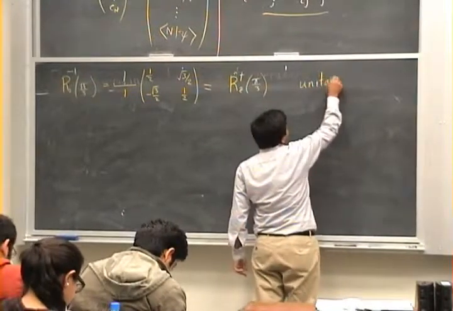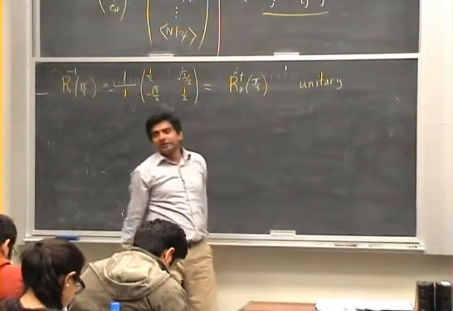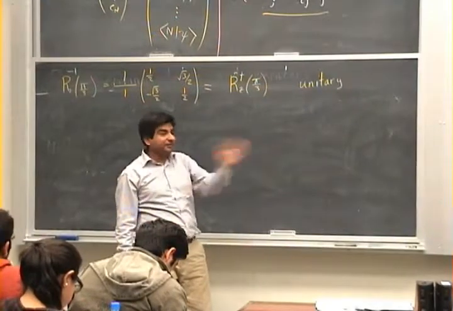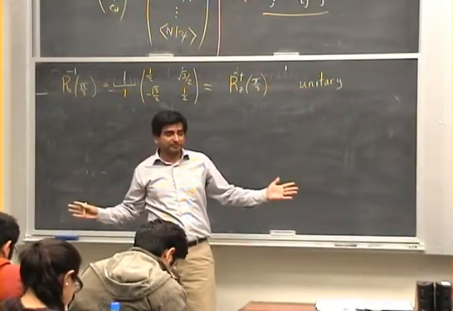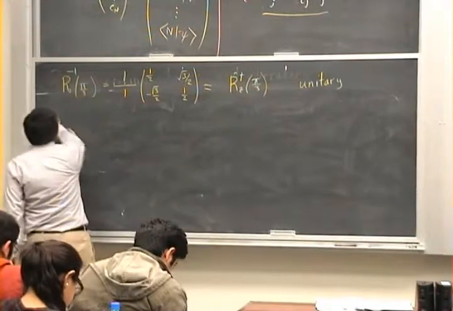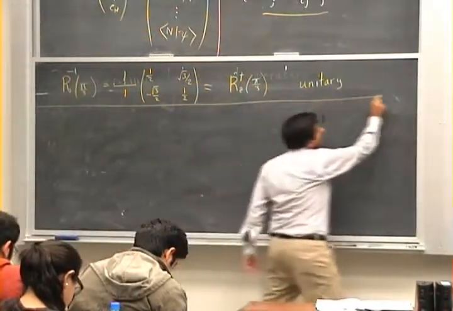It just rotates the state. It doesn't change its amplitude. It may add a phase factor, but it doesn't change the length or the norm of the state. Okay. Any questions?